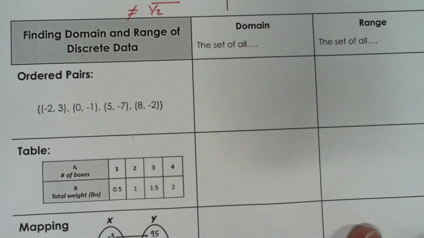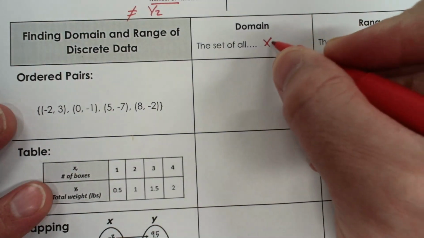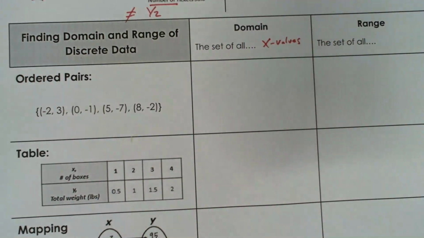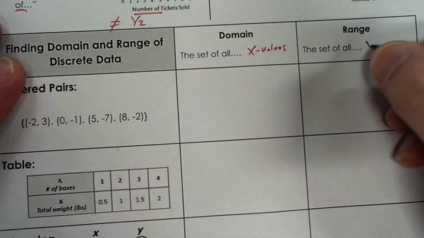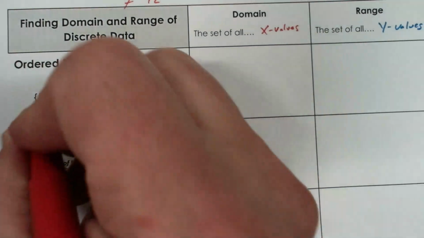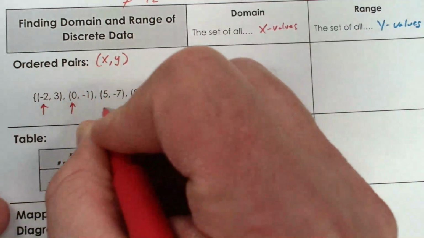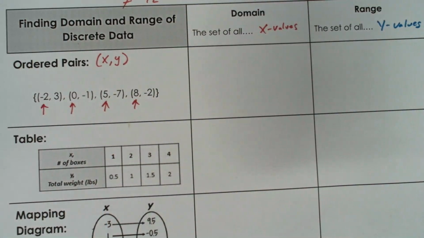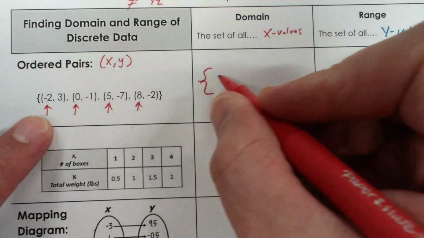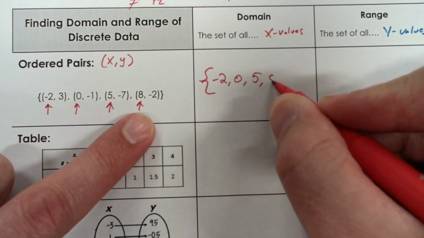So when we're finding domain and range, remember the domain is all of the x values, and range, I'm going to write in blue, are all the y values. So to do this as ordered pairs, these are my x values. Remember, it goes x comma y. So these are my x values. So to write my domain, I'd make my brackets, and it goes -2, 0, 5, 8.